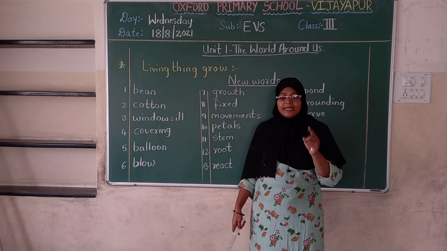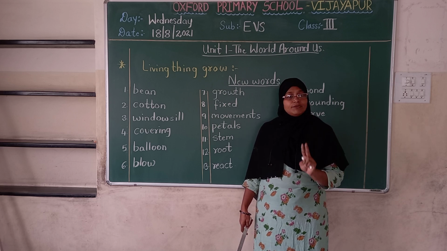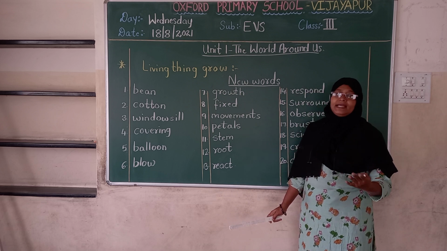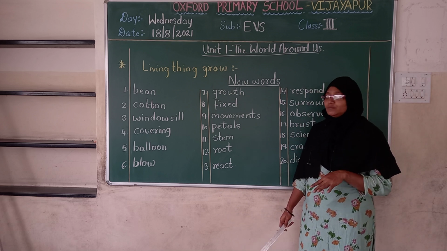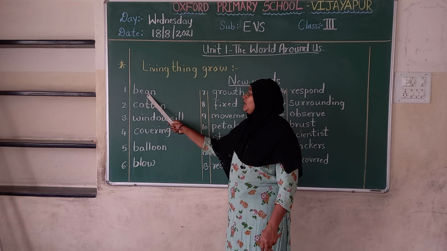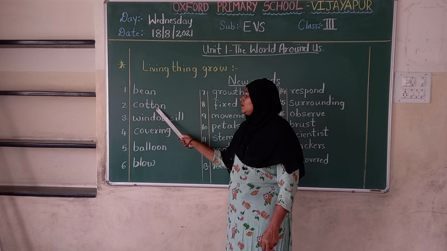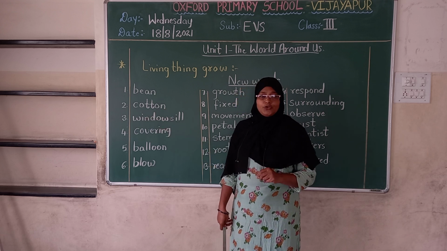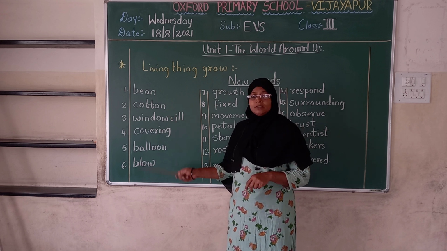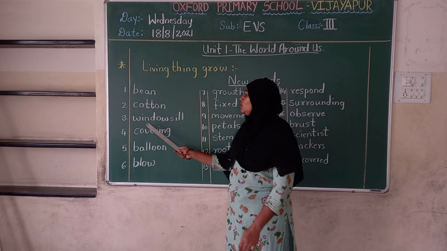Here also there are two activities. What experiment you have to do, we will learn these words. Then while reading and doing the activity, you will come to know. Bean is a seed. B-E-A-N, bean. Cotton, C-O-T-T-O-N, cotton. Cotton, you know, when there is a wound, you apply Dettol with cotton. Okay, when you are doing the practical, I will show you that.